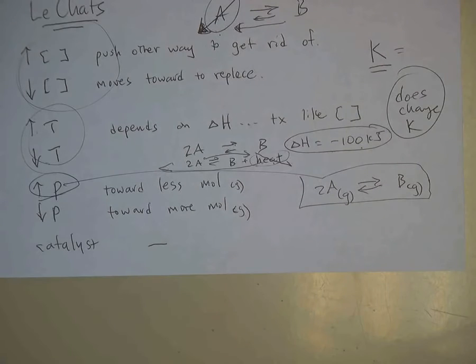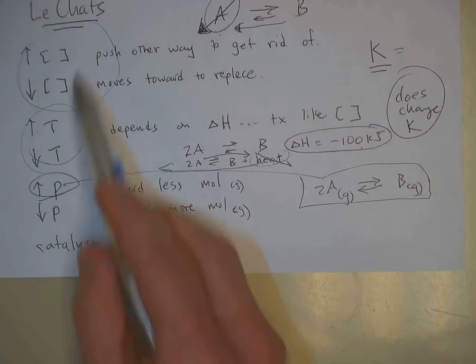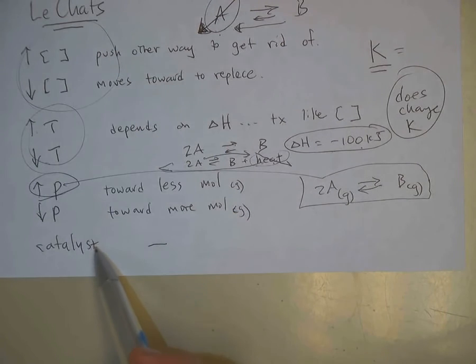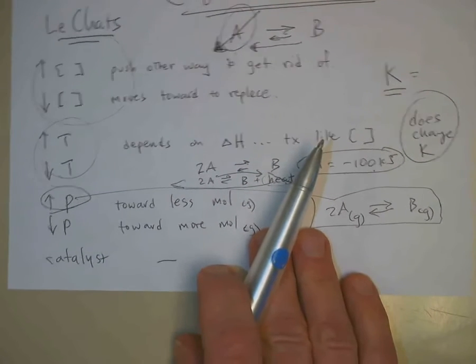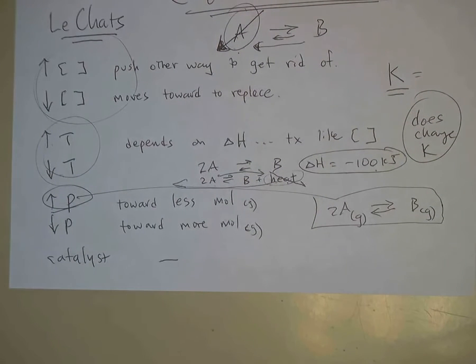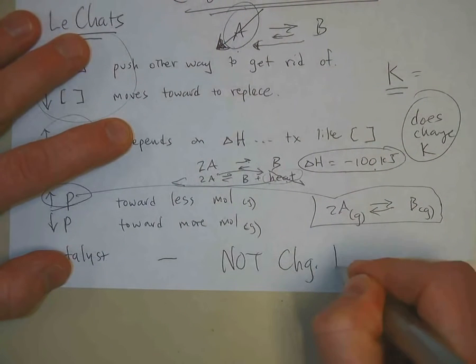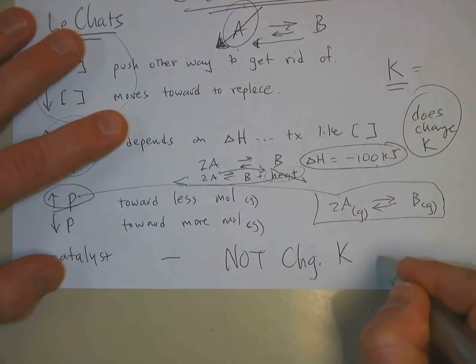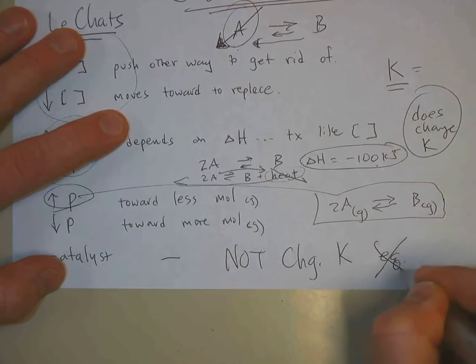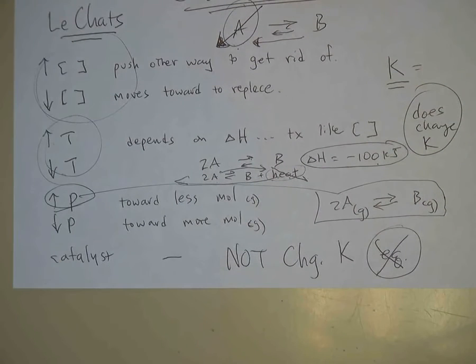How about if I add a catalyst to a system? What does Le Chatelier's principle say should happen? Well, if you remember from chapter 14, a catalyst simply increases the rate of the reaction. It just makes it so I get to equilibrium faster. It will not change K, and it will not change equilibrium at all. No change at all to the equilibrium. All it'll do is get me to equilibrium faster.